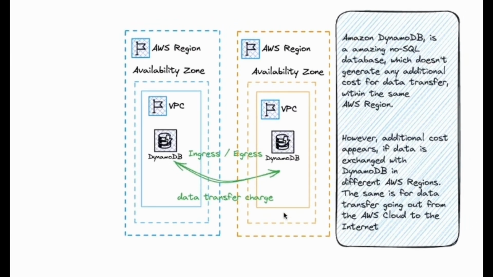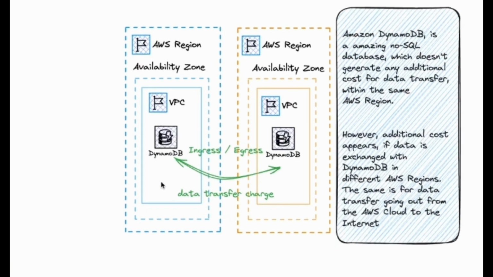But what if your DynamoDB is exchanging its data between multiple regions? Unfortunately, there is a data transfer cost. So if you have DynamoDB configured to reside in multiple AWS regions and all those databases are exchanging data between themselves, there is a data transfer cost.